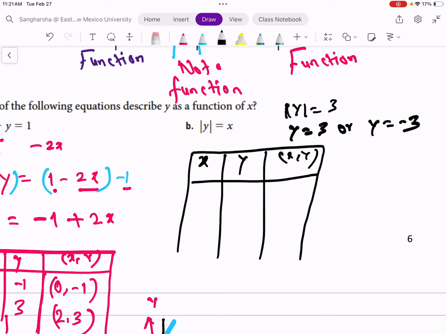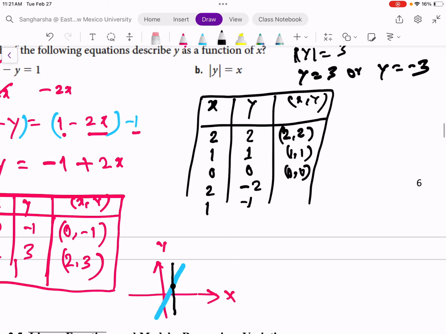Okay. Now the easiest way would be choosing a number for y and finding x. That would be easy for us. Okay. So if you choose y equals 2, what is x equal to? 2. If y is 1, what is x? 1. If y is 0, what is x? 0. If y is negative 2, what is x? 2. And if our y is negative 1, what is x? 1, right? Now let's plot this. So we have (2, 2), (1, 1), (0, 0), (2, -2), and (1, -1).